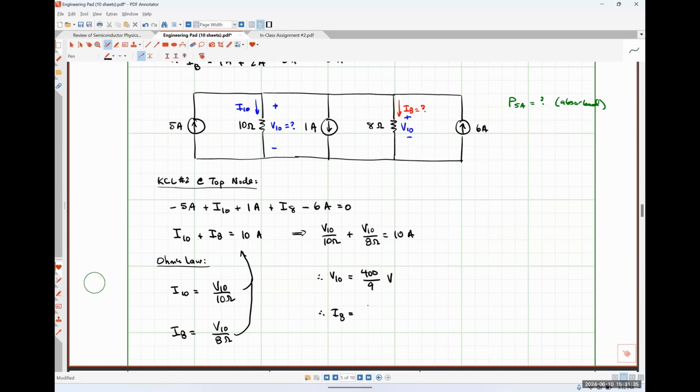I8 is just V10 over 8 ohms, or 50 over 9 amps. And lastly, we want the power absorbed by our 5 amp source. So what's the voltage drop across our 5 amp source?